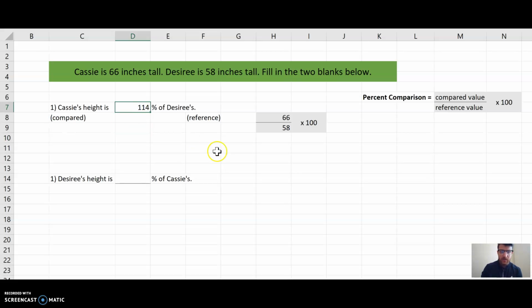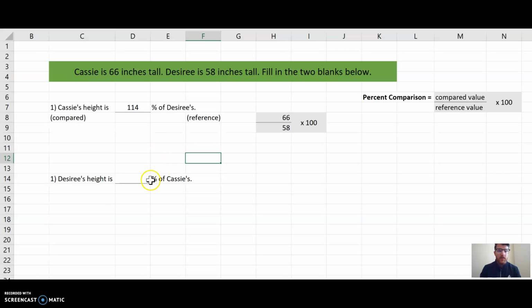So Cassie's height is 114% of the height of Desiree, which makes sense because she's Desiree's height, which is the 58 inches, but then she's a little bit more. That's where you get that little bit more than 100. Think of Desiree here as the 100% because she's the reference value. She's what we're comparing to, right?